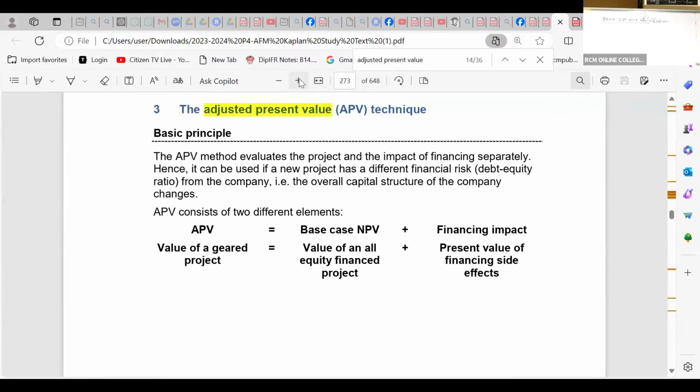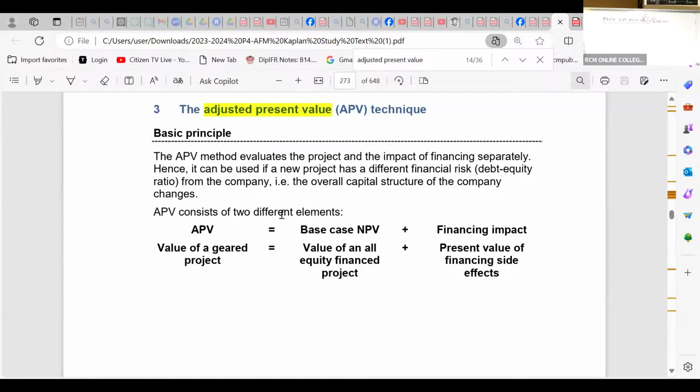So you're told here the basic principle. The APV method evaluates the project and the impact of financing separately. So whenever we hear of the word APV, adjusted present value, ladies and gentlemen, this will always evaluate the project. They get the NPV of the project and the impact of financing separately. Hence, it can be used if a new project has a different financial risk, what we call debt equity ratio, from the company, i.e., the overall capital structure of the company changes.